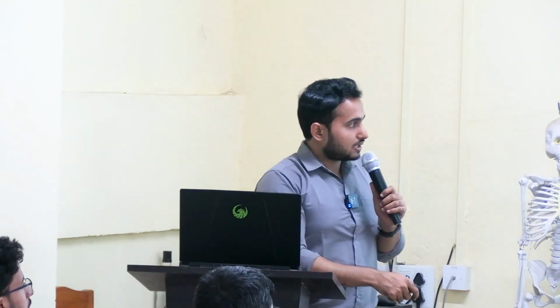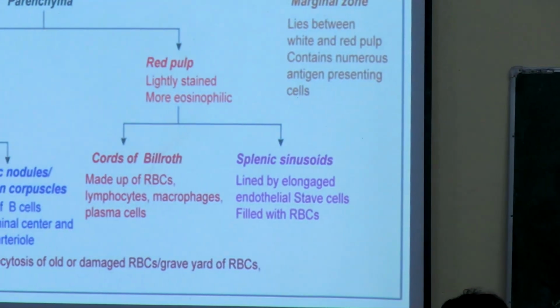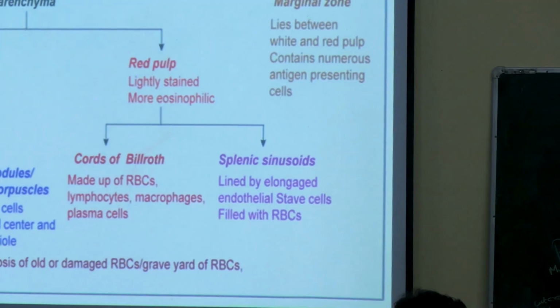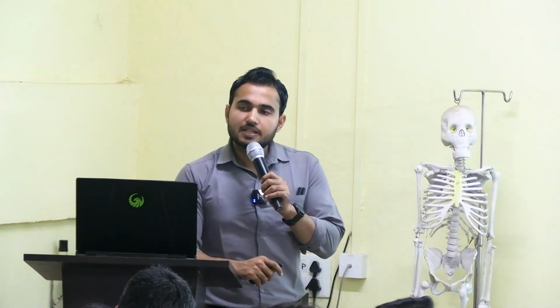Next, what happens? Splenic sinusoids are there. In between the cords of Billroth, small spaces are there, which are lined by endothelium, and that is called the splenic sinusoids. In the cords of Billroth, different types of cells are there, irregularly arranged, and the tiny spaces between them are called splenic sinusoids.